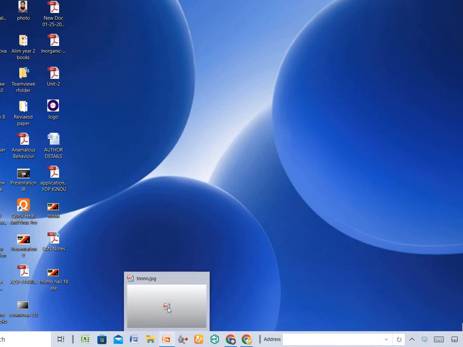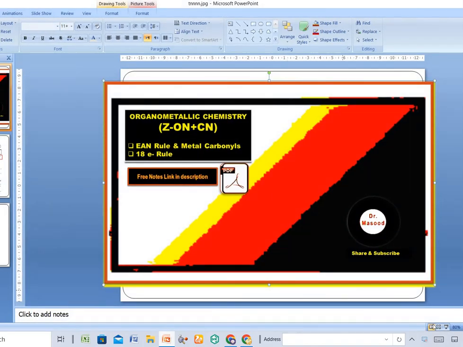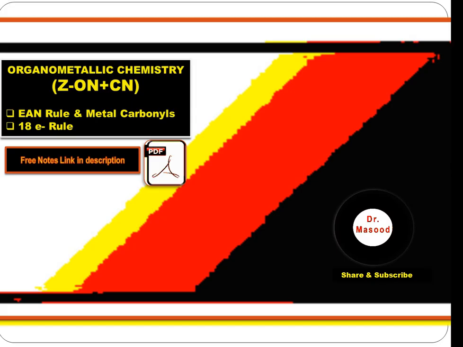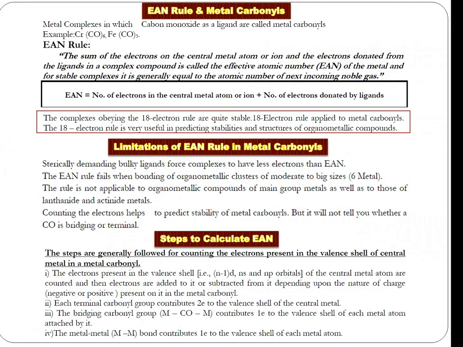Bismillahirrahmanirrahim. So, dear students, today we have an important topic in organometallic chemistry, that is the effective atomic number rule in the metal carbonyls. It's also sometimes referred to as the 18 electron rule. So, what is this actually? Let us move.